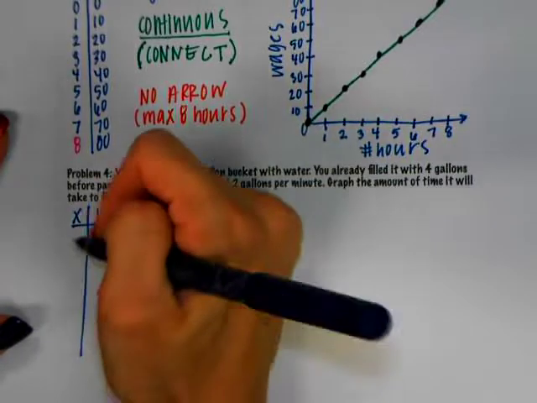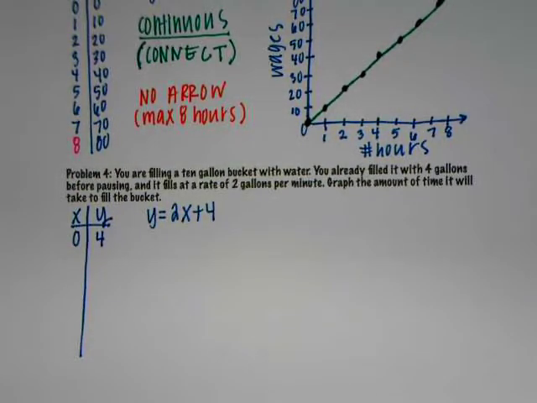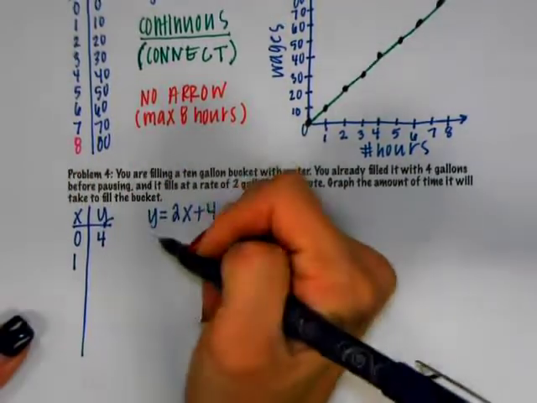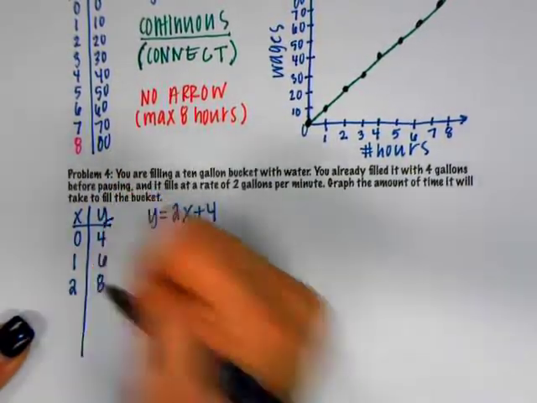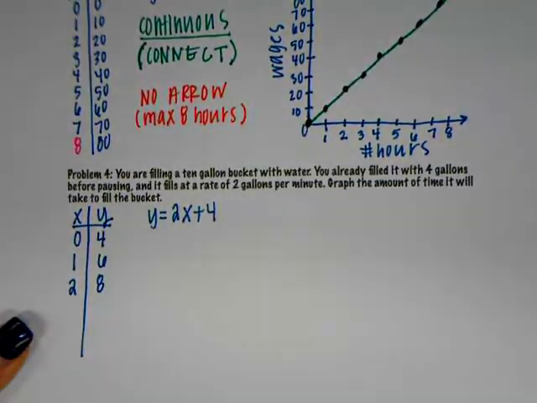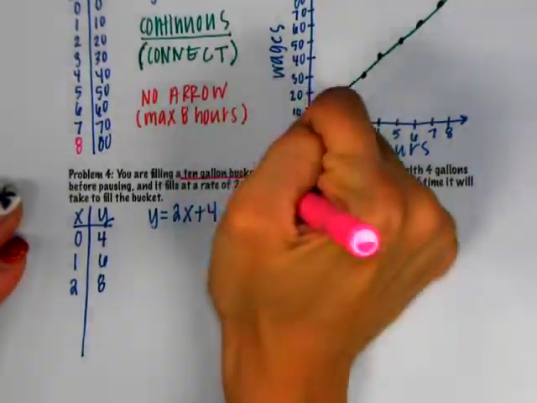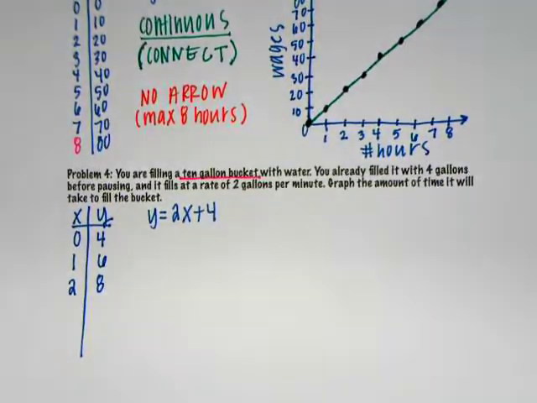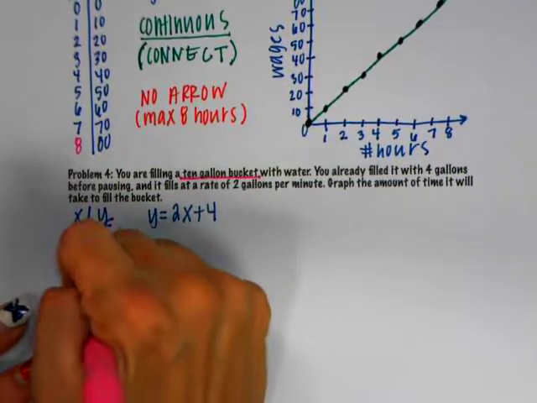So our 4 is where we're going to start. We start with 4 gallons at 0 minutes. That's our starting, right? So after 1 minute, how many gallons? 6. 2 minutes? 8. How do I know when to stop? Yep, once I get to 10. So it's a 10-gallon bucket, so once I get to 10 gallons, then I stop. So at 3 minutes, how many? 10. Yep. So that means stop right there.